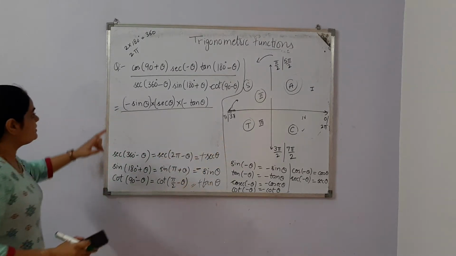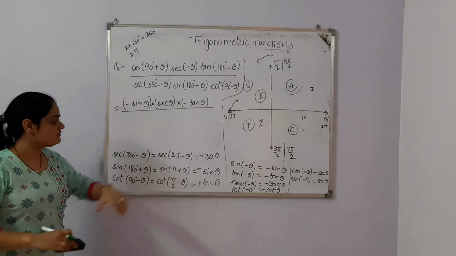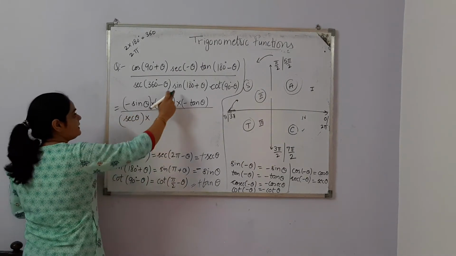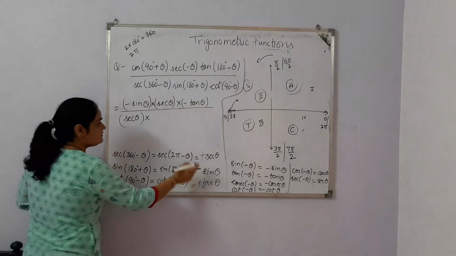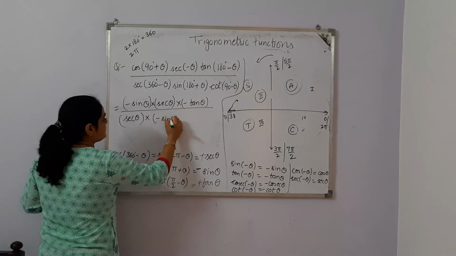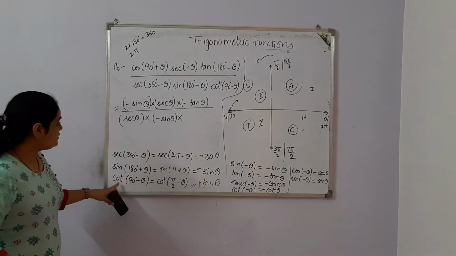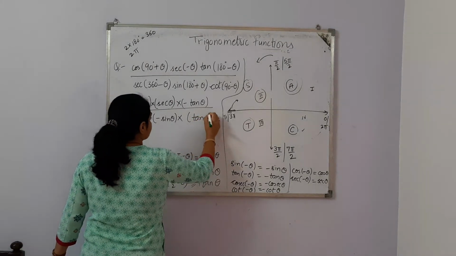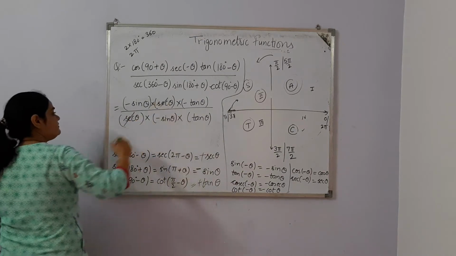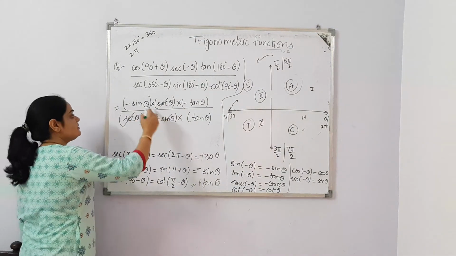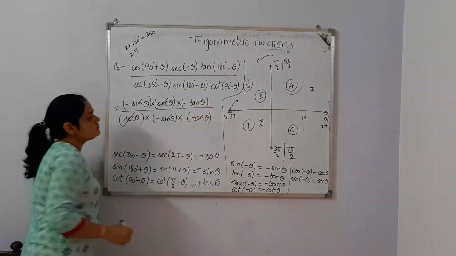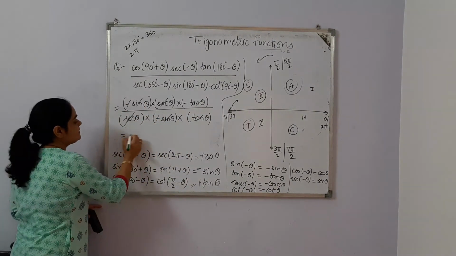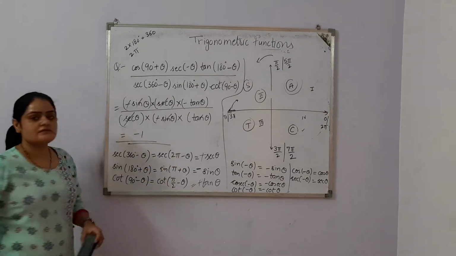Now, next one is secant of 360 minus theta, which is positive secant theta, multiplied by sin of 180 plus theta, which is minus sin theta, and cot of 90 minus theta, which is positive tan theta. Secant will cancel out with secant, sin will cancel out with sin, tan will cancel out with tan, negative sign will cancel out with negative, so we are getting minus 1 as the answer.